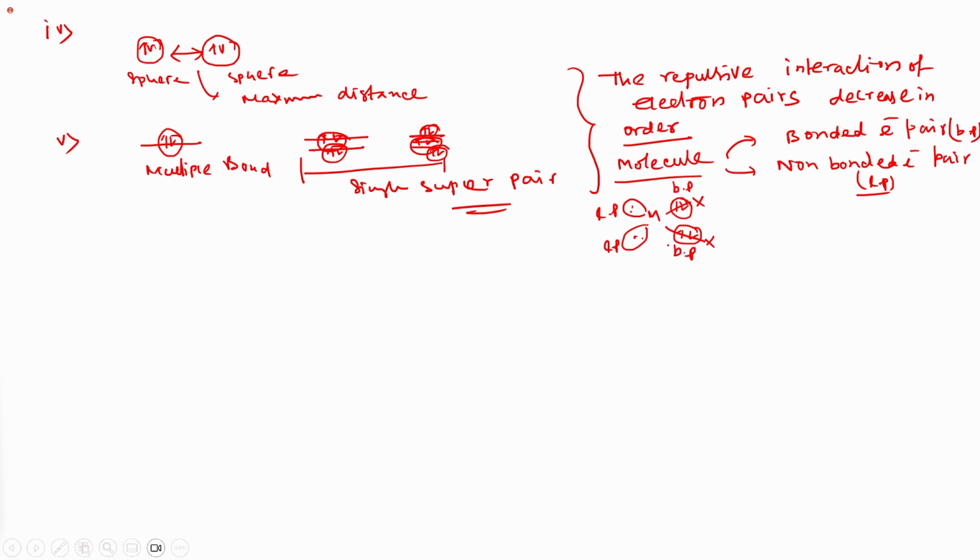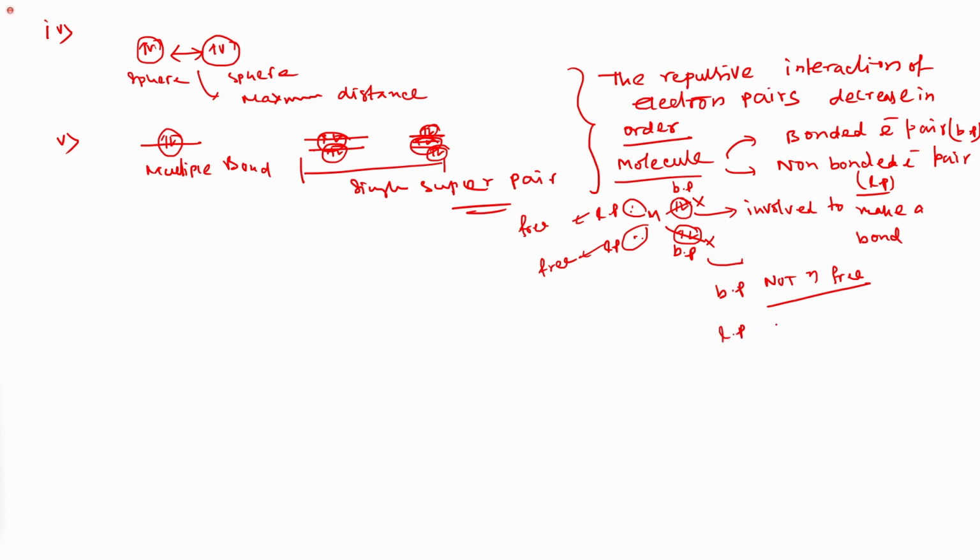You see carefully, this lone pair is free. These lone pairs are free. But these bonded electron pairs are involved to make a bond. Similarly here also. So bonded electron pairs are not free, but lone pairs are free.